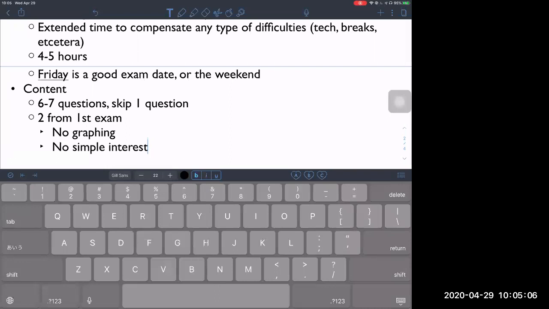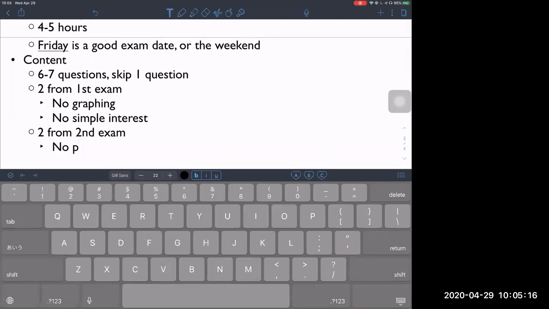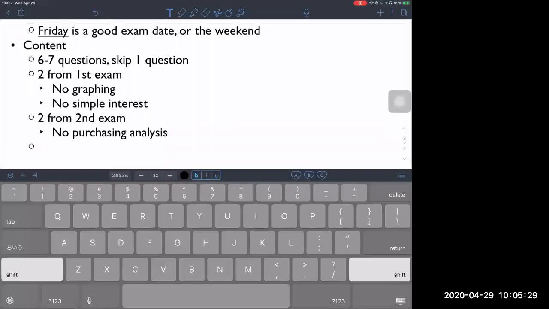For the second exam, you'll have 2 from the second exam. And there is definitely no purchasing analysis there, which leaves you with basically annuities and the, what do you call it, amortization schedule. But again, that's nothing new that you've been doing. And last but not least, there'll be 2 modeling problems.